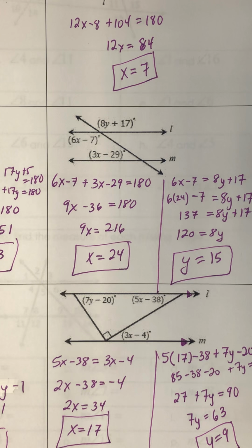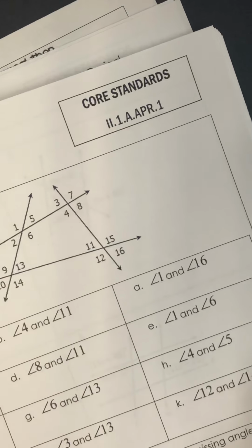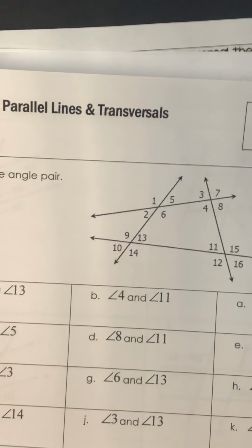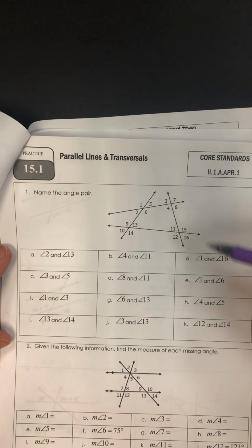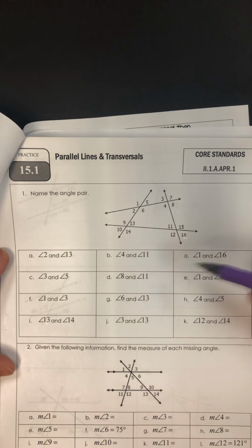Beauty. All right, so some good examples. You're going to do the exact same thing we just did. Okay, so if you look at your notes or your assignment here, name the angle pair. Notice they're not parallel, it's just, are they alternate interior, alternate exterior, corresponding, whatever, okay? So you go back, look at your notes to remember the names.